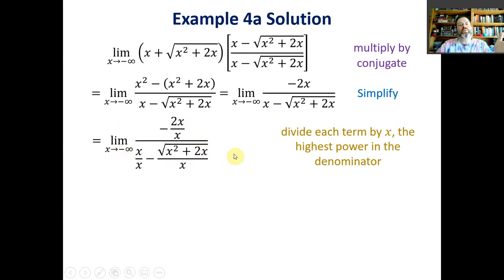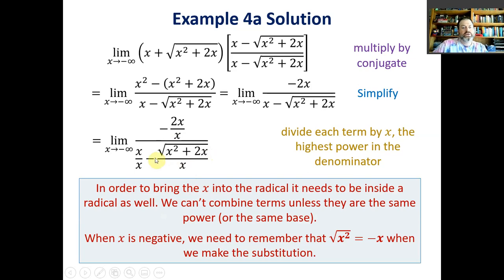Then I want to push these limits through, but I'm only allowed to push limits through if the individual limits exist, and I don't know if this limit exists yet. I can see that this is going to cancel and turn into a number. Okay, this is going to cancel and turn into a number, so I can push that limit inside to there. I don't know what I can do here yet. So here's the trick. We want to bring this x into this radical. But that means this x has to be inside a radical as well.